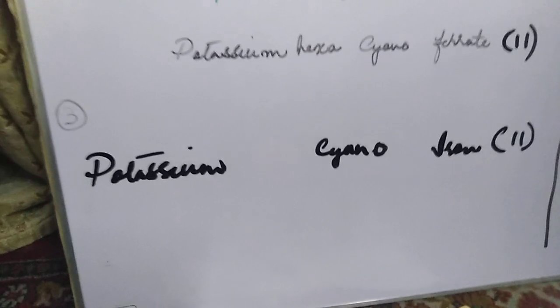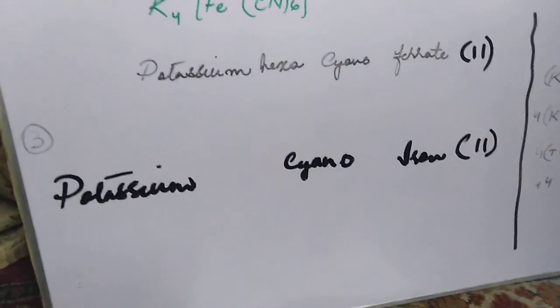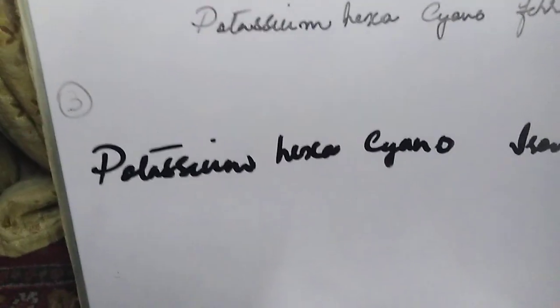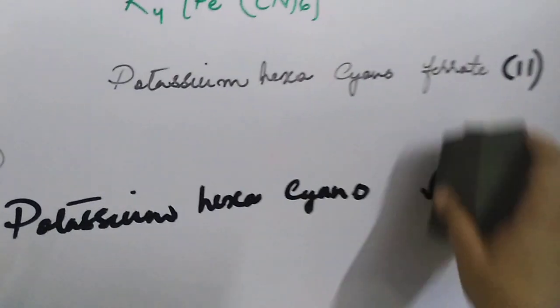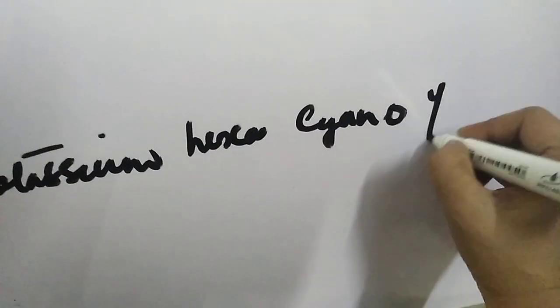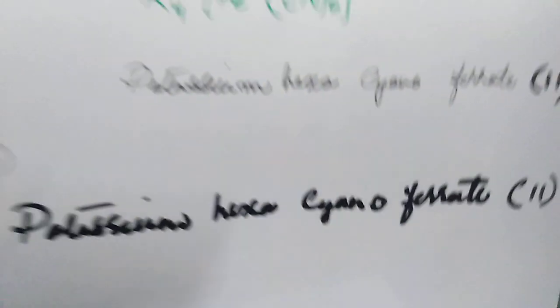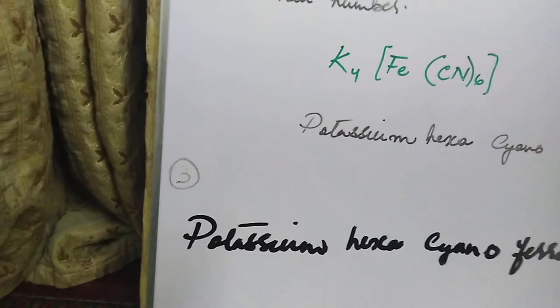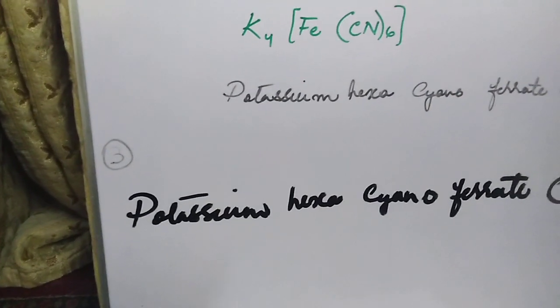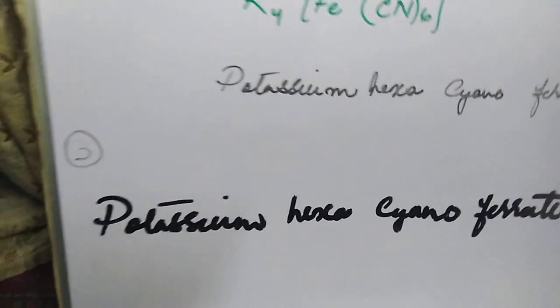If you look: potassium, cyano, iron 2. Now the number is 6. There are 6 cyanides here, so we write hexa for 6. Potassium hexacyano. Okay. Instead of iron we write ferrate. Your IUPAC nomenclature of this complex is completed here. Potassium hexacyanoferrate(2), the oxidation state is 2.